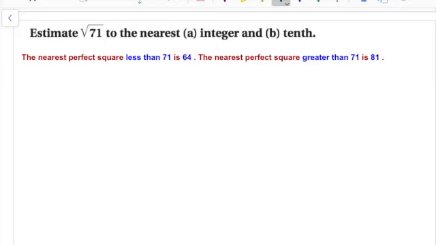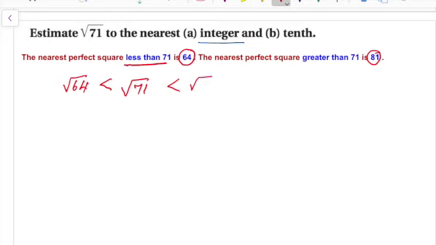So the first problem is to estimate the square root of 71 to the nearest integer and the tenth. Let's try to estimate the square root of 71 to the nearest integer. What is the nearest perfect square less than 71? That is going to be 64. And the nearest perfect square greater than 71 is going to be 81. So I can write that the square root of 71 is between the square root of 64 and the square root of 81.